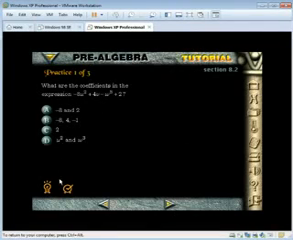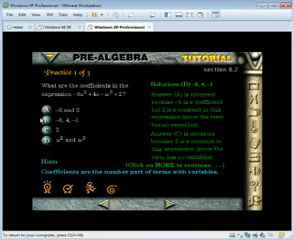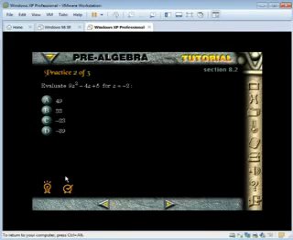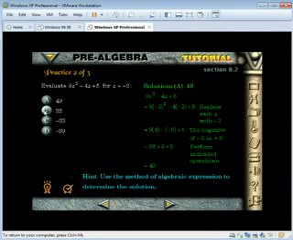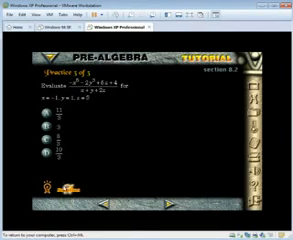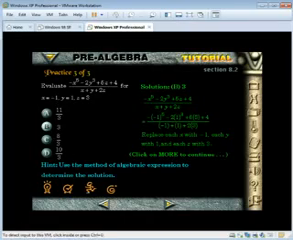Here, try these practices. Yes, you are right. Good job, you're right.